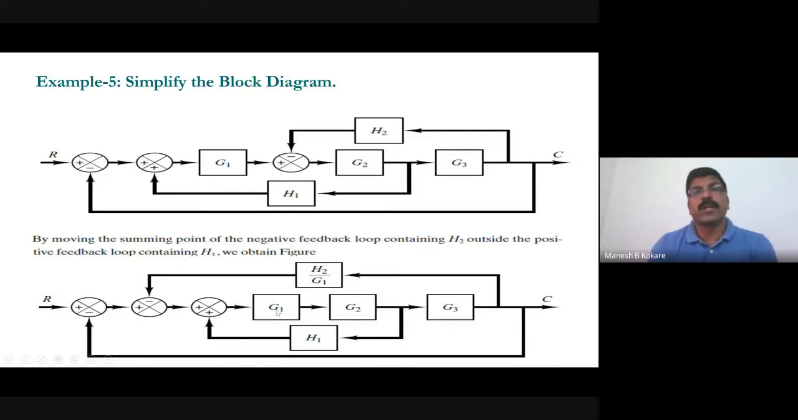With this interchange, G1 and G2 are in cascade, so you can reduce them into a single block, and after that H1 will be in positive feedback, so you can reduce it to G1 G2 divided by 1 minus G1 G2 H1, which will be in cascade with this one. So you multiply with that, and finally whatever you get will be in a loop with H2 by G1. We'll go one by one. I hope you have understood up to this point. Just interchange this summing point, and you got this modification.